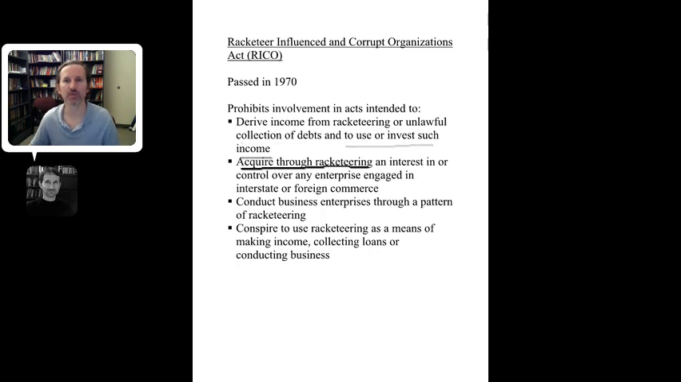Acquire through racketeering an interest in control of over any enterprise engaged in interstate or foreign commerce. So sometimes criminal organizations crossing state lines, then that is racketeering, and that falls under RICO and a different set of kind of laws and statutes about those crimes. There's also the idea of any kind of pattern of racketeering. Again, patterns of individuals working with each other in order to engage in an organized criminal pattern. And finally, if there's a conspiracy to use racketeering as a means of making money, or collecting loans, or conducting business. So this RICO Act, probably the most important tool that law enforcement officers have in battling organized crime.